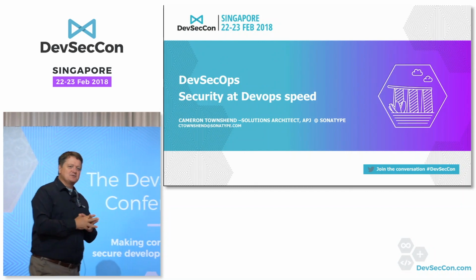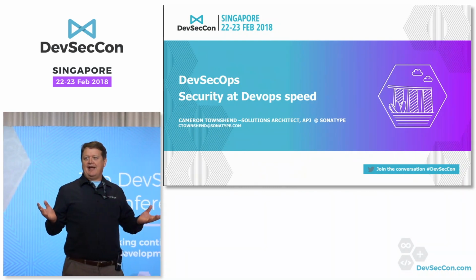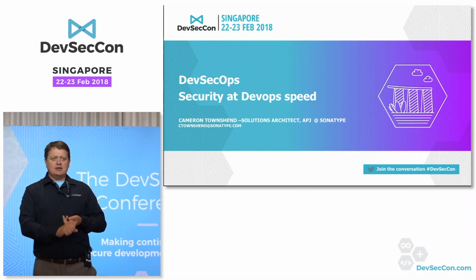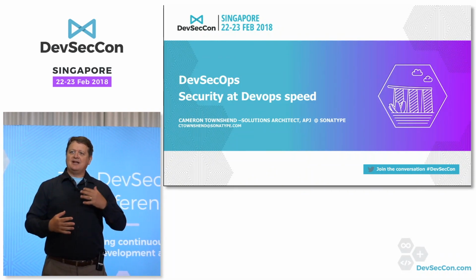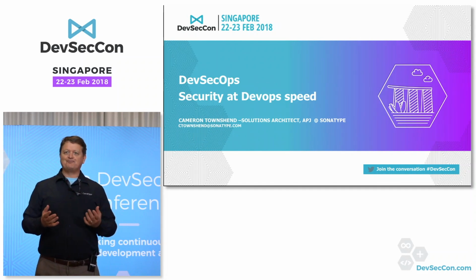Yeah, so Cameron Townshend from Sonatype. I'm a solution architect based in Sydney, and I look after Asia Pacific. What we do at Sonatype is help you protect against the risk associated with open source libraries that you might use in your organization.